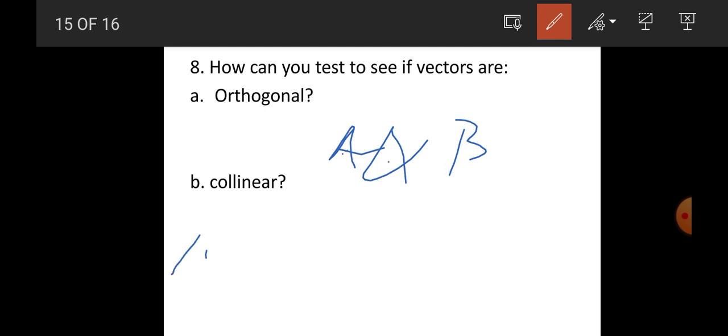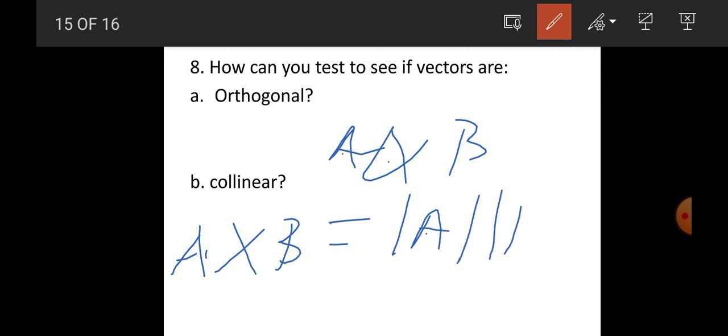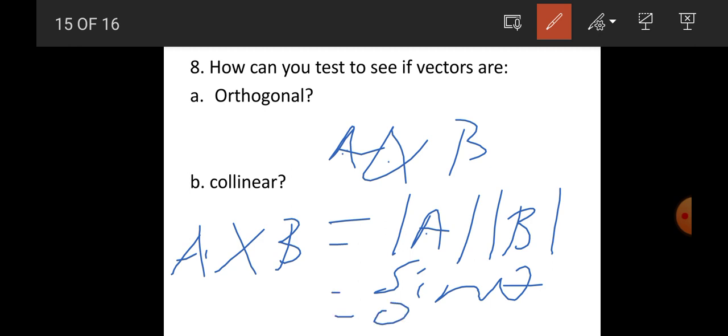A cross B is equal to the magnitude of vector A times the magnitude of vector B times sine of theta. So if this value is equal to 0, if the cross product of two vectors is equal to 0, the two vectors are collinear.